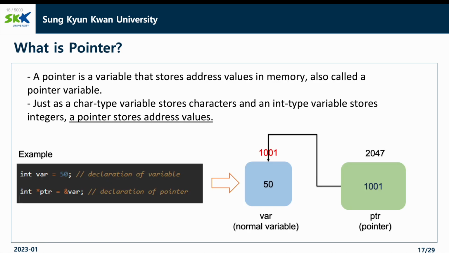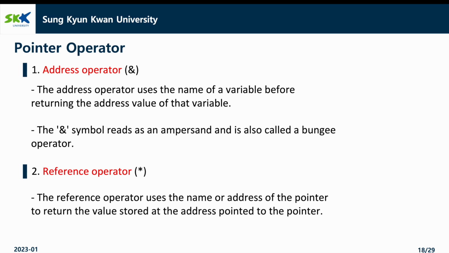A pointer is a variable that stores address values in memory, also called a pointer variable. Just as a char type variable stores characters and an int type variable stores integers, a pointer stores address values. The operators used in association with the pointer are as follows. First, the address operator uses the name of a variable to return the address value of that variable. The & symbol is read as an ampersand.